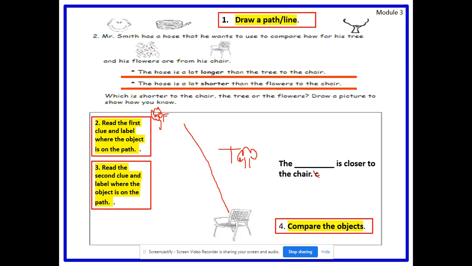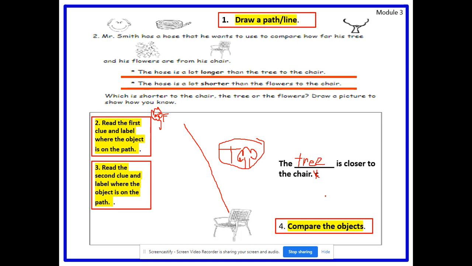I don't know why I have a C here. Sorry about that. So, what is closer to the chair? Look at your drawing. Get ready. Yes, the tree. So you would circle the tree in your picture and you can write a statement saying the tree is closer to the chair.